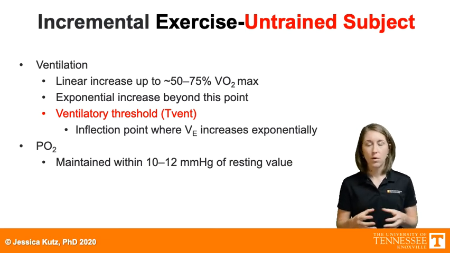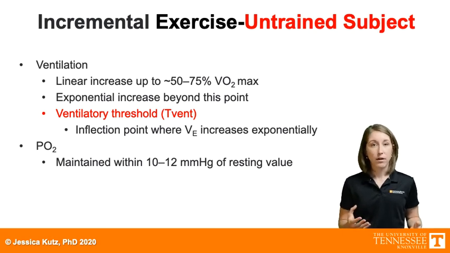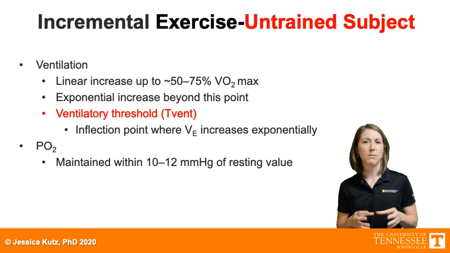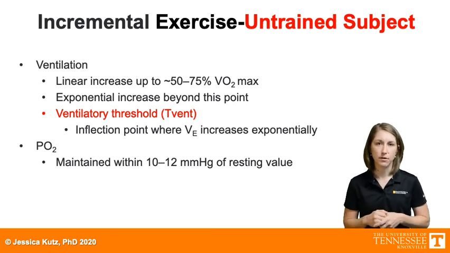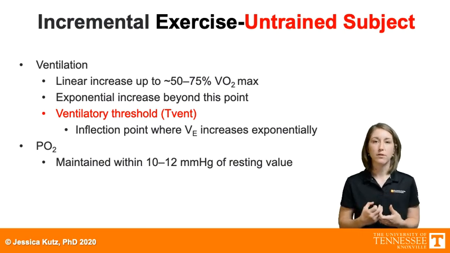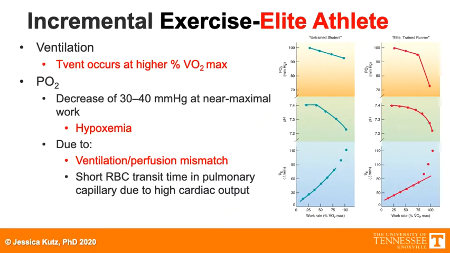Now, you might be thinking, well, what's happening to their PO2 values? Actually, their PO2 values are relatively stable from their resting values. They're only going to deviate maybe 10 to 12 millimeters of mercury, so you still have a pretty strong gradient there to move oxygen to the tissues. Now, some of the ventilatory changes that we see with an untrained individual would be what you might expect.